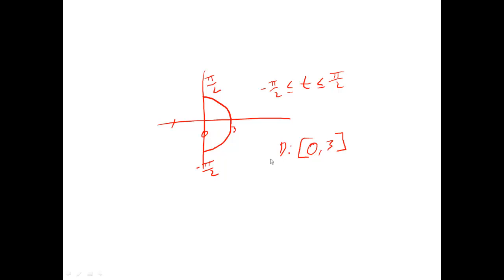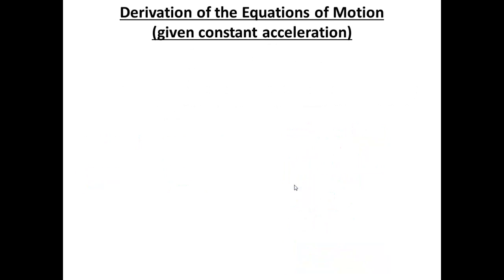So you just have to pay attention. If what's implied is what's shown, then you don't have to restate the domain. If what's shown is not what's implied, then you do have to state the domain. Let's go ahead and move on to projectile motion.